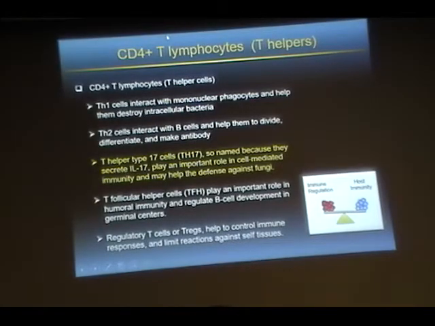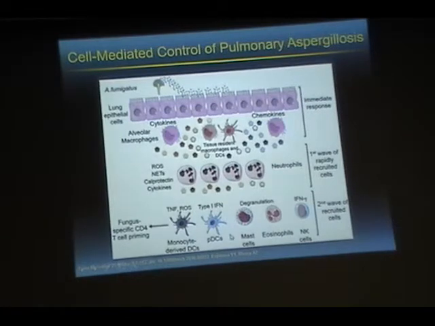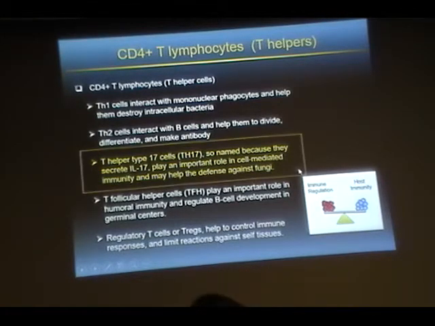So what happens once the T cells come in? This is the second wave of recruited cells. What's relevant to the antifungal response is Th17. Like I said, they are named so because they secrete IL-17, and it plays an important role in cell-mediated immunity and important defense against fungi.